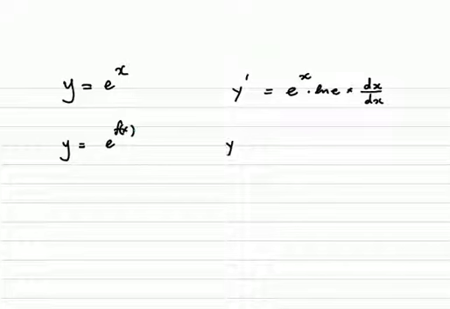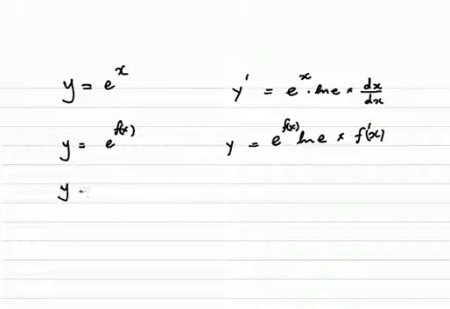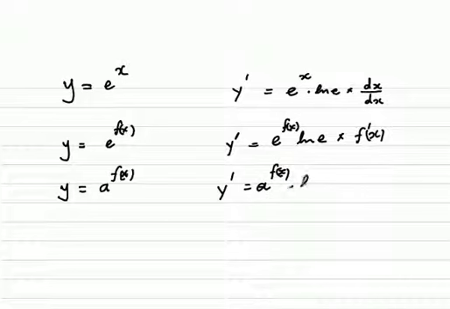The derivative would be e to the power of f of x, ln of the base, multiplied by f prime. Using a general base, which is not natural, we say a to the power f of x, and the derivative will be a to the power of f of x multiplied by ln of a, multiplied by the derivative of the argument.